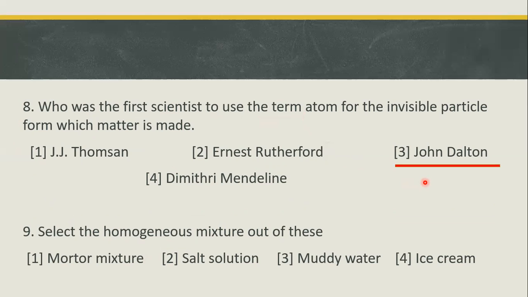Select the homogeneous mixture out of these: water mixture, salt solution, muddy water, ice cream. So, what is homogeneous? Homogeneous means color and transparency are alike throughout the mixture. So from these four answers, color and transparency are alike in salt solution.